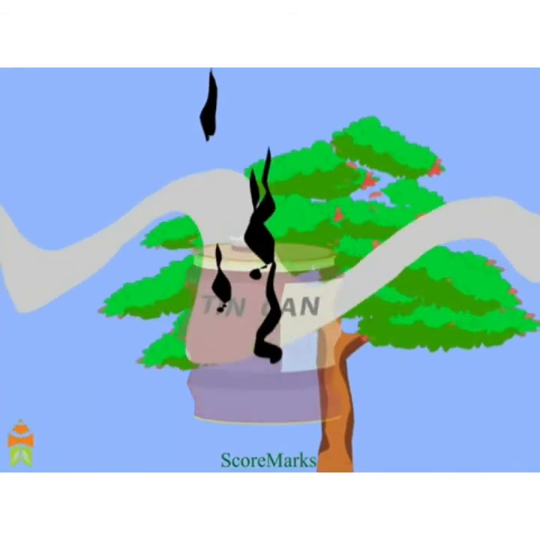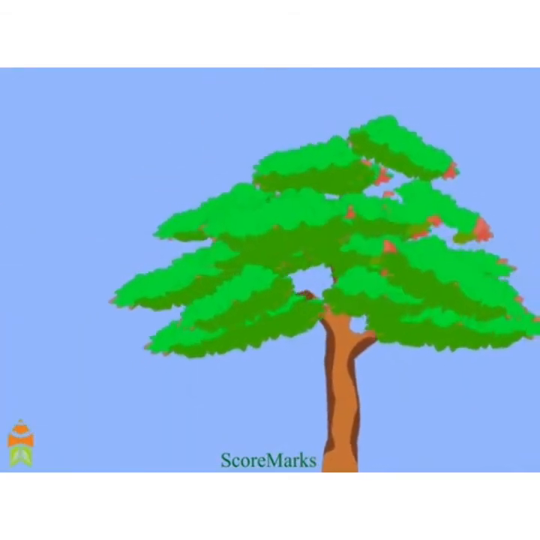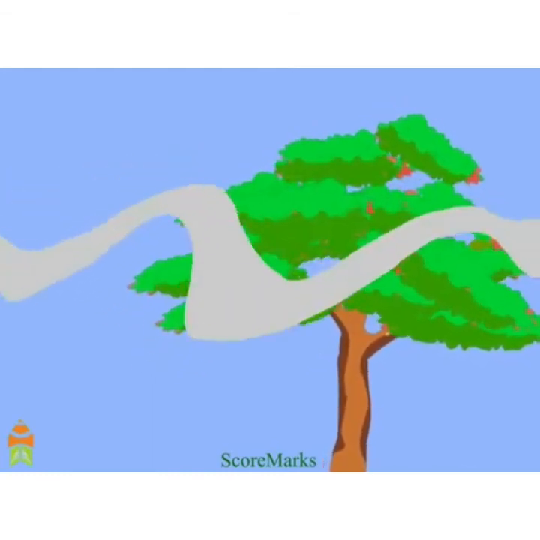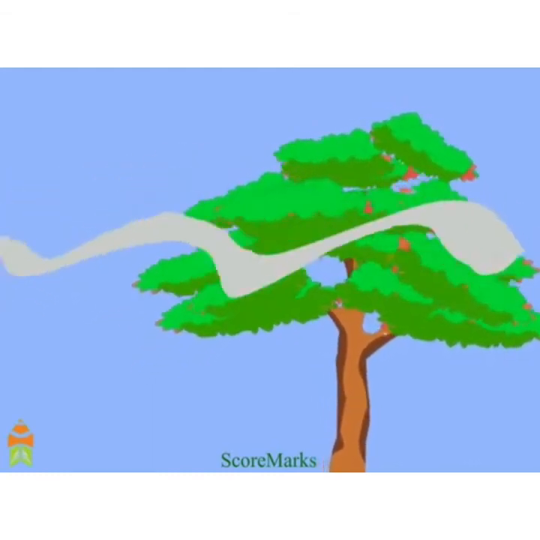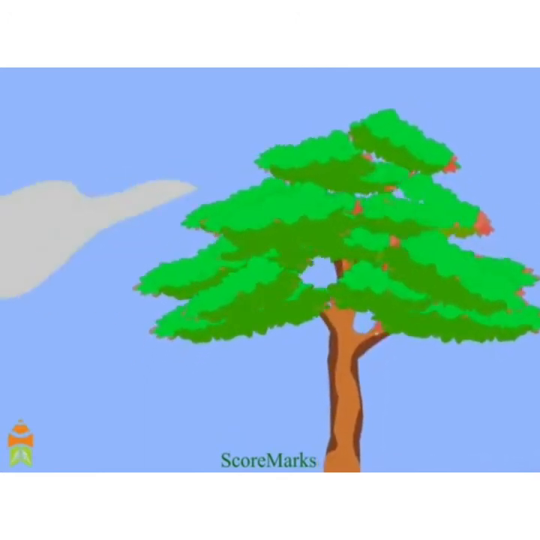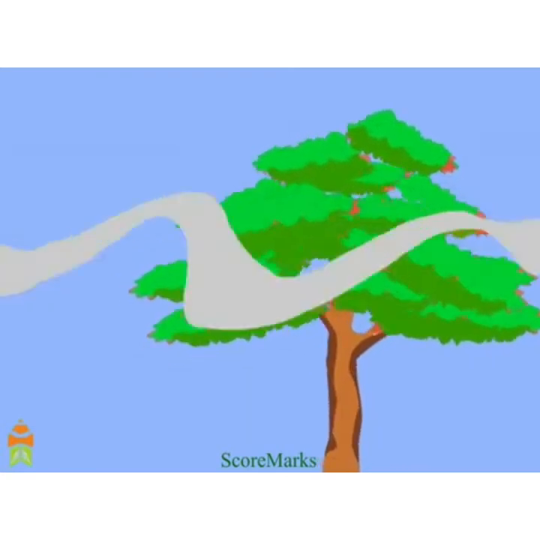High-speed winds are accompanied by reduced air pressure. When there is an increase in the wind speed, there is always reduced air pressure that accompanies it. Let's see this with an example.